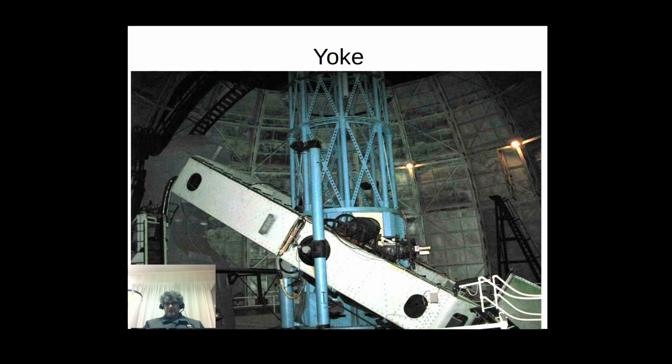This type is called a yoke mount, where the RA axis is again supported at both ends, as well as the dec axis being supported on either side. So this solves a lot of mechanical issues. The problem is that you have to have more supports than you would for an Alt-az. And the other downside is you can't get all the way to the north or even close to the north, because the telescope actually runs into the mount.